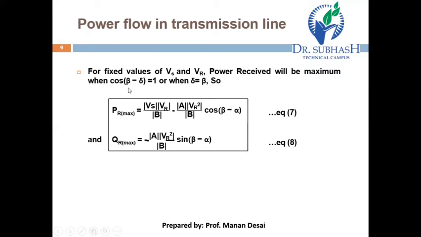So if cos(beta minus delta) is equal to 1 and delta is equal to beta, we can calculate the PR max and QR max. This is our equation 7 and 8. In a transmission line, A is equal to D is equal to 1. So we can put the value 1 at the angle 0 in the above equation. Also, B is equal to impedance, so we can put Z in place of B at the angle theta.